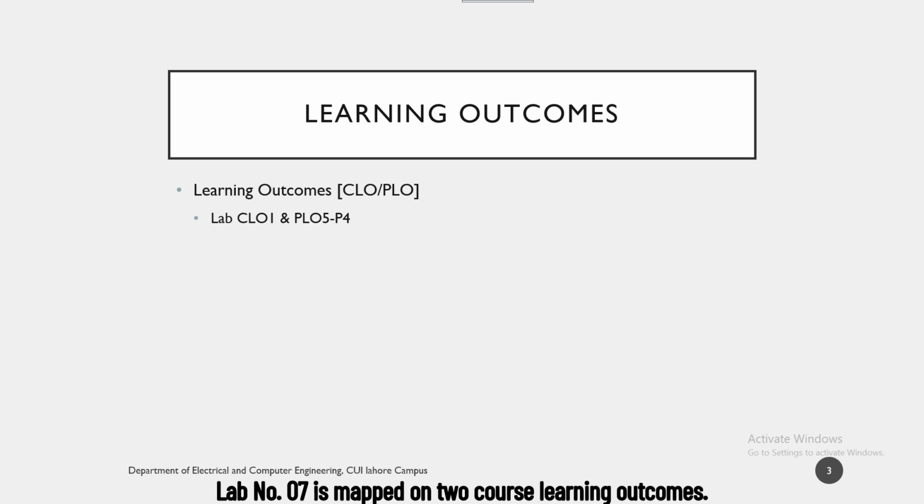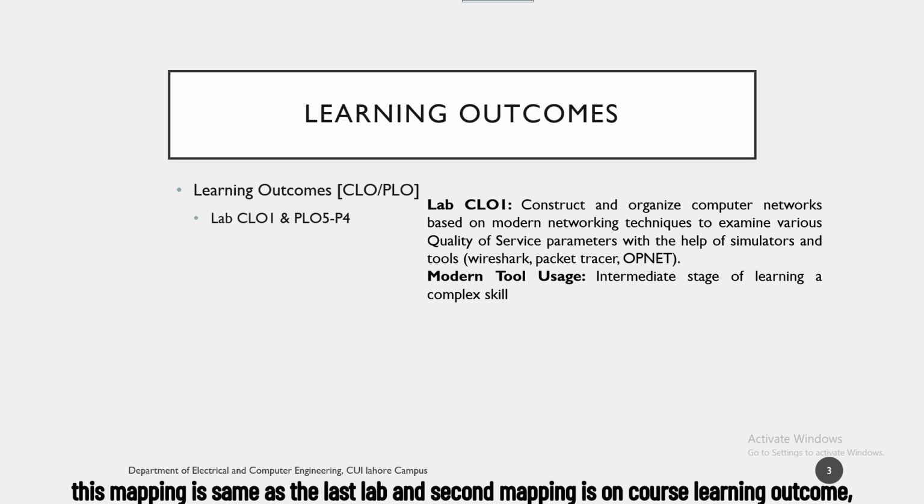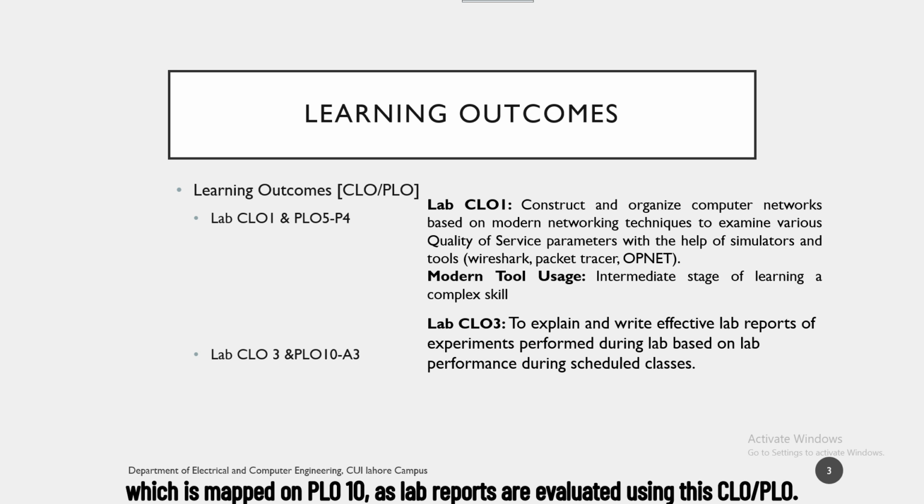Lab number 6 is mapped on two course learning outcomes. First one is Lab CLO1, that is mapped on PLO5 with level P4. This mapping is the same as the last lab. And the second mapping is on a course learning outcome, which is mapped on PLO10, as lab reports are evaluated using this CLO.